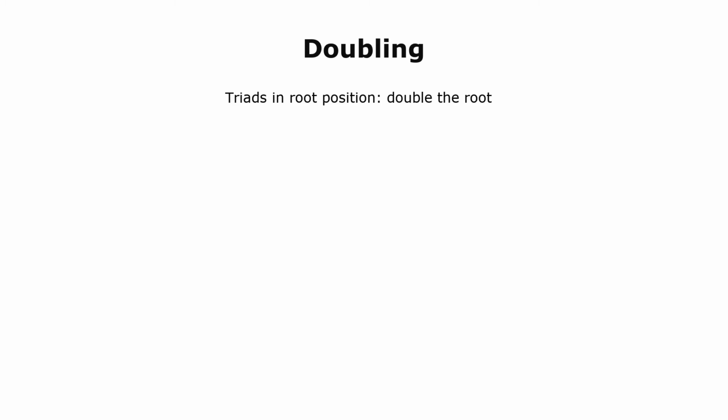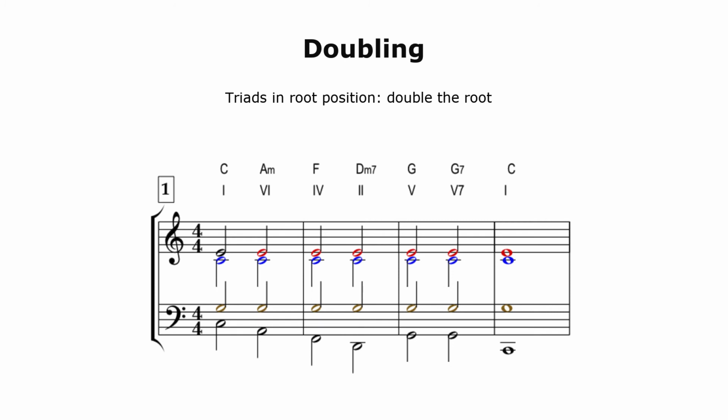In root positions of triads, you basically double the root. When you see the first assignment, you need a double C on the first scale degree, 2 A's on A minor, 2 F's on F, and on the first G chord, a double G.